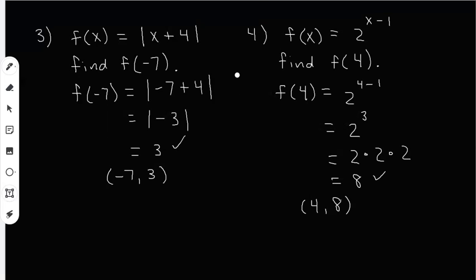Now let's go to 2 more problems. These are a little bit tougher because for these, you're not going to be evaluating at a number. You're going to be evaluating at some kind of expression. So let's do number 5.